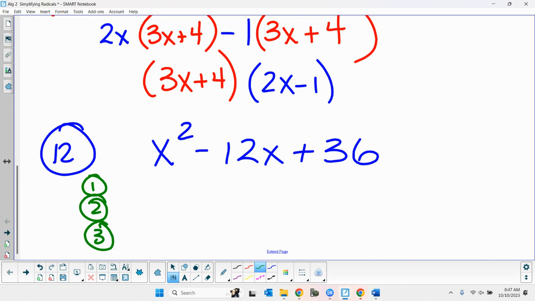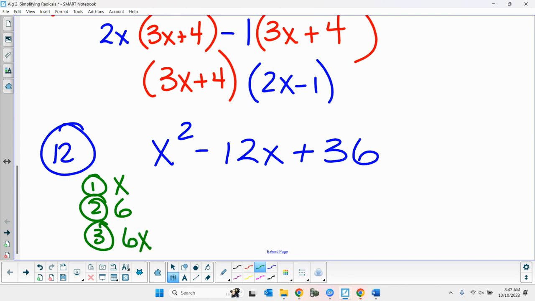To get number 1 answer, you take the square root of this first term. The square root of x squared is x. To get number 2 answer, you take the square root of the third term, the c. The square root of 36 is 6. To get number 3, you just multiply the 1 and 2 answer together. X times 6 is 6x.